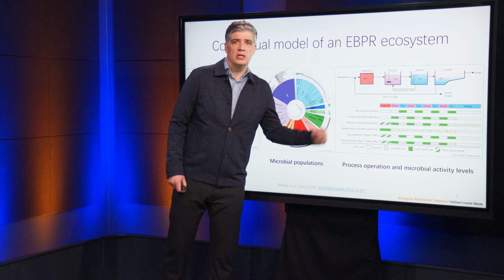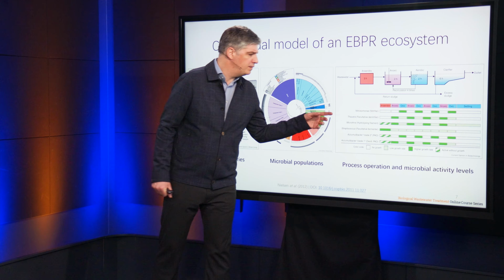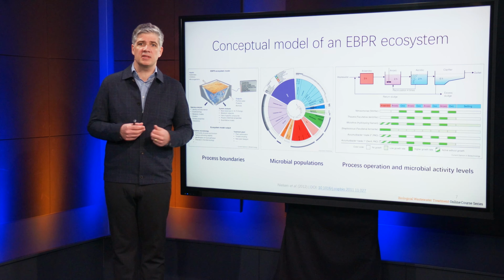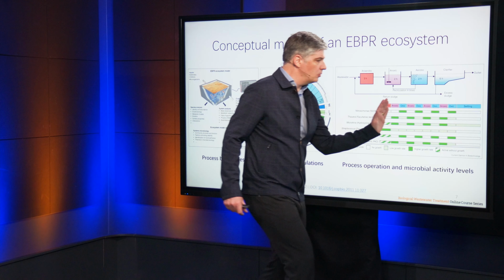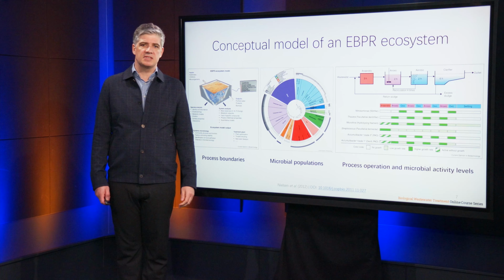On the right, you can see under which conditions examples of nitrifiers like Nitrosomonas, denitrifiers like Thauera, fermenters like Streptococcus, PAOs like Candidatus Accumulibacter, as well as filamentous bacteria like Microthrix that hydrolyze particulate organic matter are selected along redox conditions in this flow-through system.